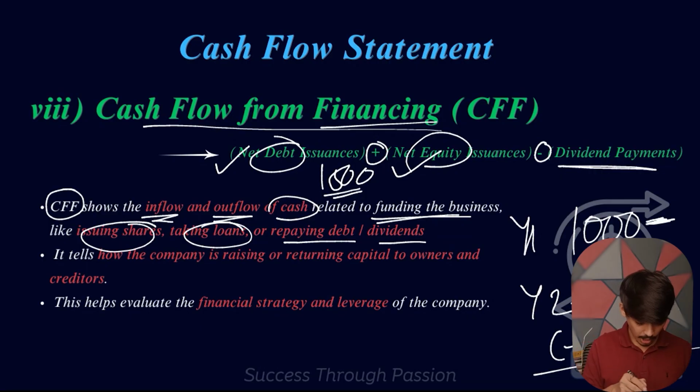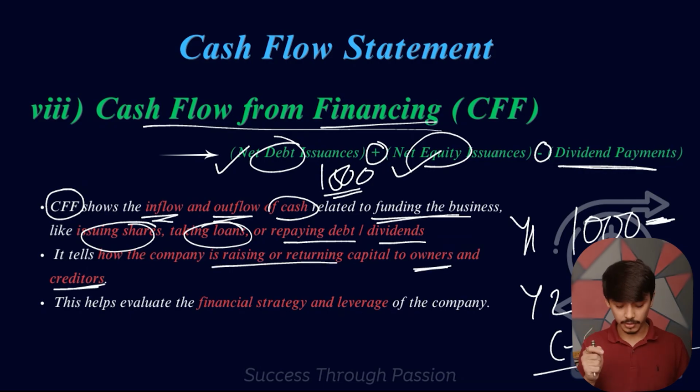Next point, it tells us how the company is raising or returning capital to owners and creditors. Here there will be two elements to CFF. Number one is debt, number two is equity. The equity holders of the company are said to be owners because they have equity shares in the company and they have ownership rights. On the other hand, creditors do not have shareholding in the company and they have a liability outstanding on the balance sheet where we have to compulsorily pay our creditors. And on the ownership side, we don't have a compulsory mandate to pay the investors.